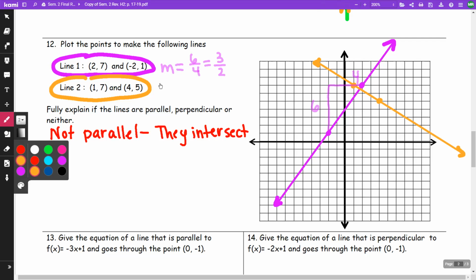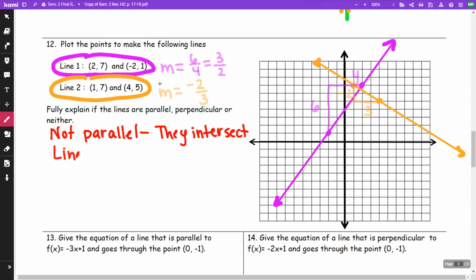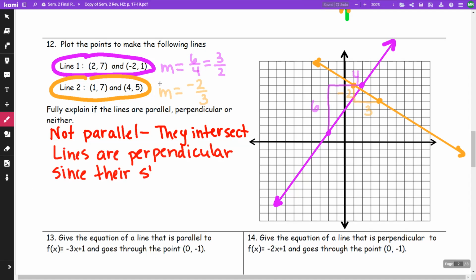Let me look at the orange one. So I'm going to go down 2 over 3. So that's a -2, 3. So this slope is going to be a -2 thirds. So these are going to be perpendicular because the slopes are negative reciprocals. So the lines are perpendicular, not because they intersect, but because their slopes are negative reciprocals.